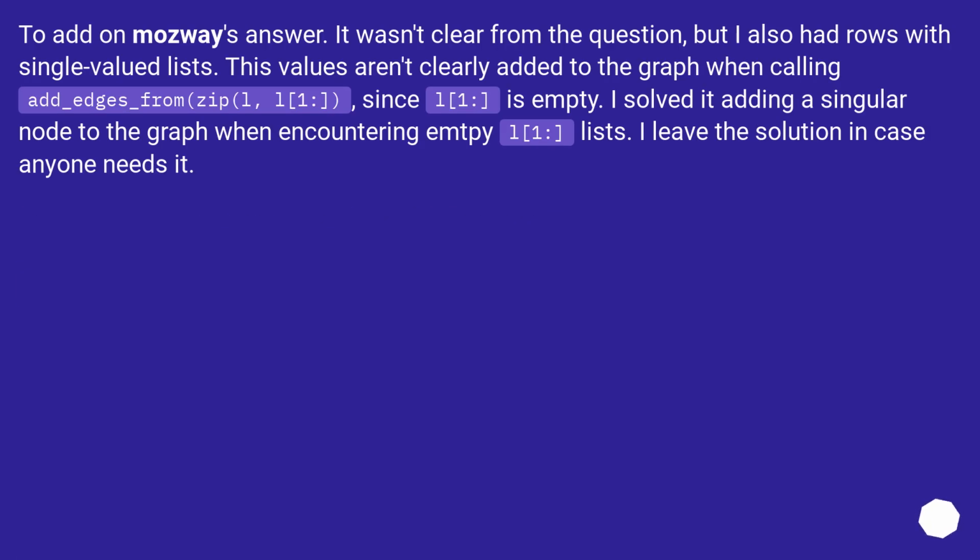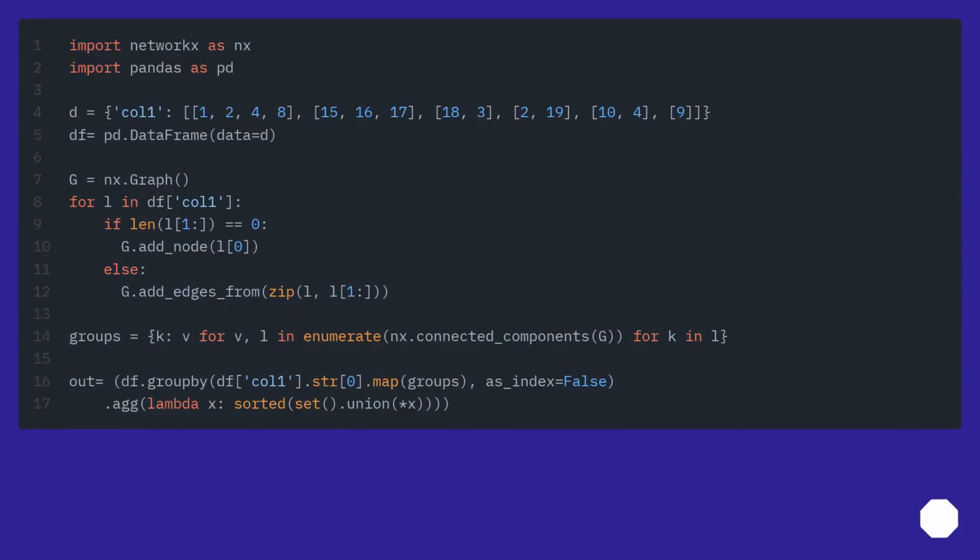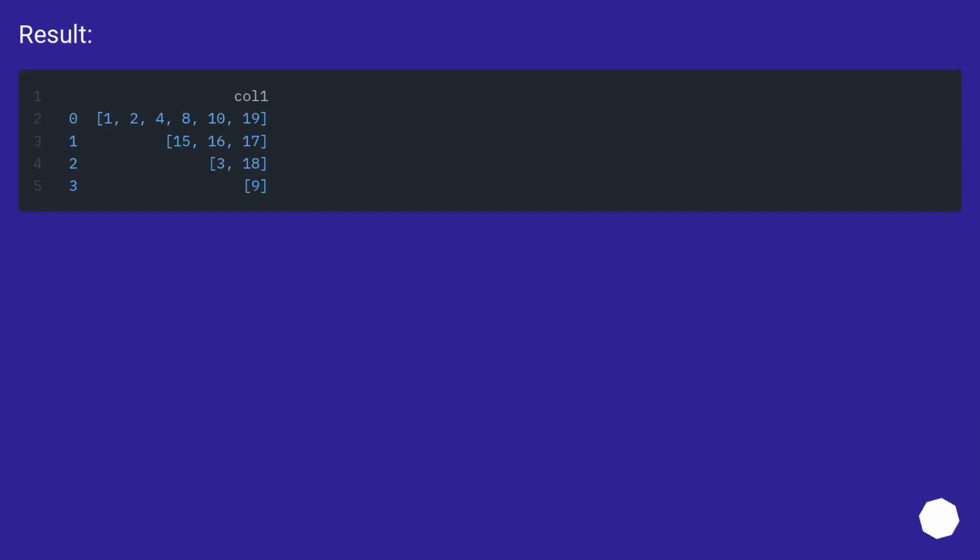To add on Molly's answer. It wasn't clear from the question, but I also had rows with single valued lists. These values aren't clearly added to the graph when calling add_edges_from with zip of the L1 column, since the L1 column is empty. I solved it by adding a singular node to the graph when encountering empty L1 column lists. I leave the solution in case anyone needs it. Result.